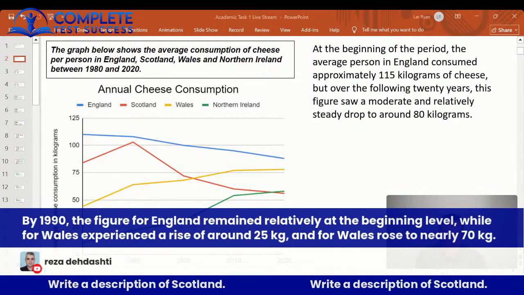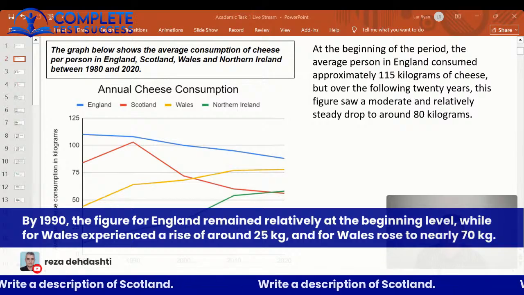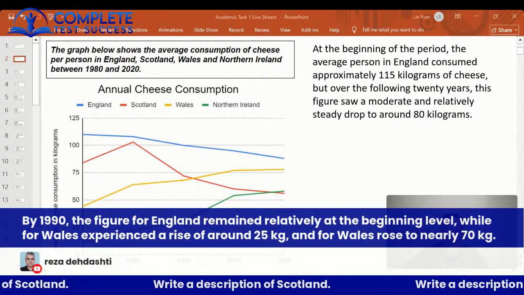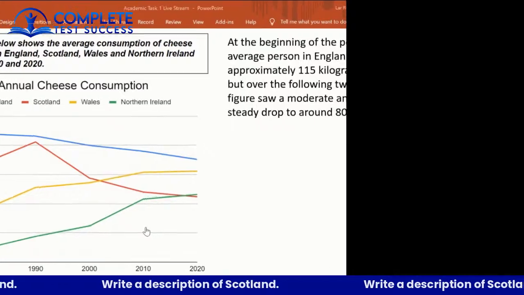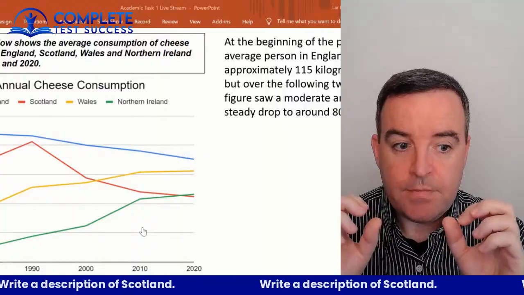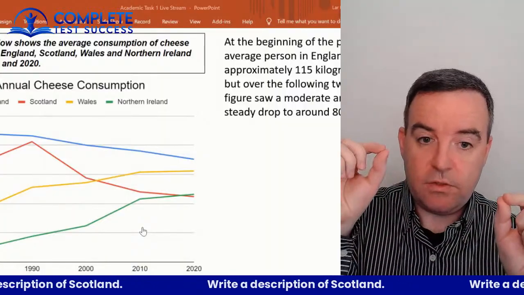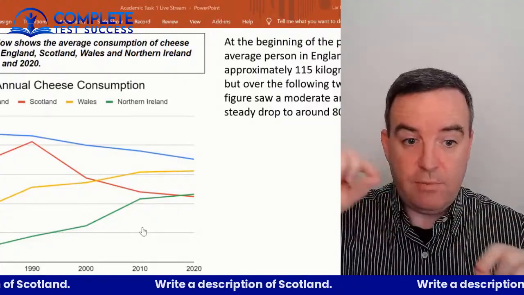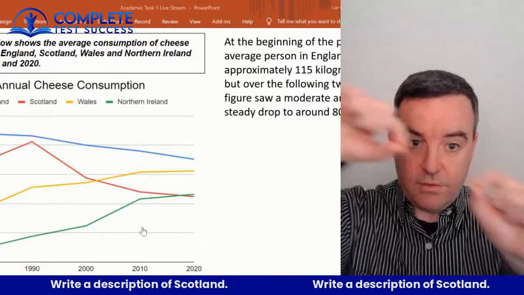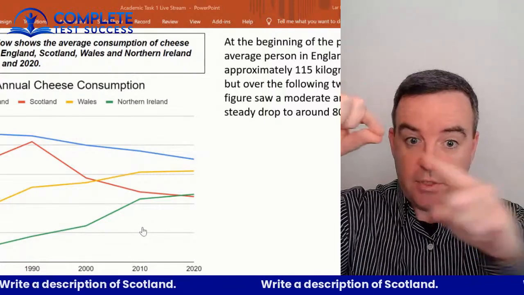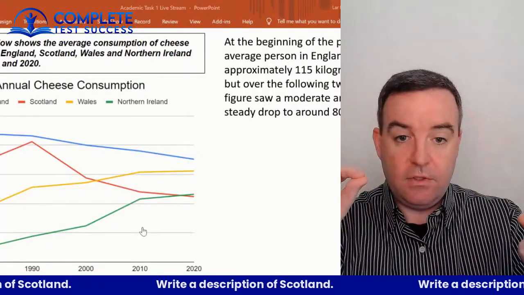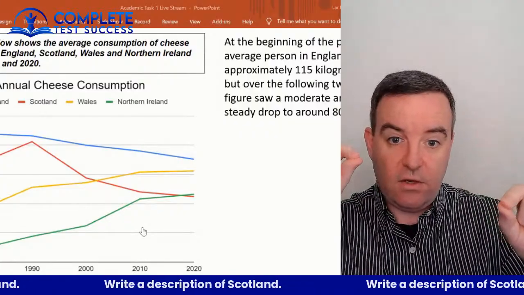By 1990, the figure for England remained relatively at the beginning level. Oh, and you see, no, what you want to do, Reza, describe one category at a time, okay? And only choose the points based on the shape of the line. So when we say England is a straight line, mentioning the start and the end is enough, and then there's nothing else really important in the middle because it's straight. But when we look at Scotland, it went from here up to here and then down. So mentioning the start and the end is always going to be important.